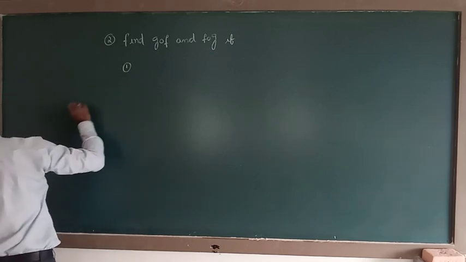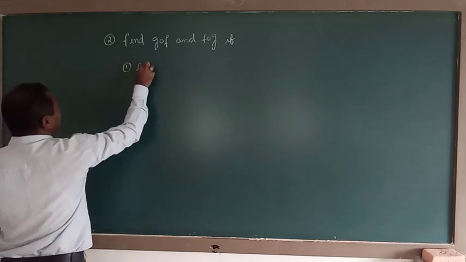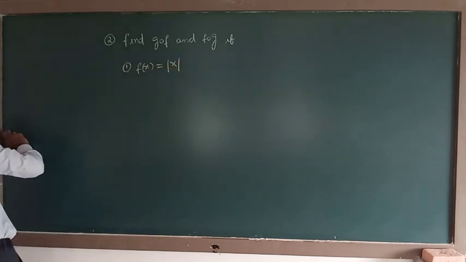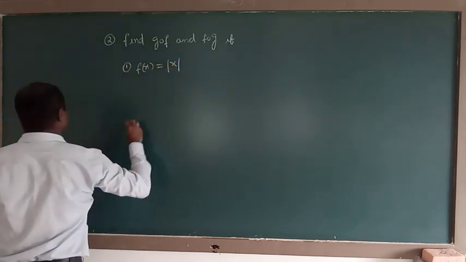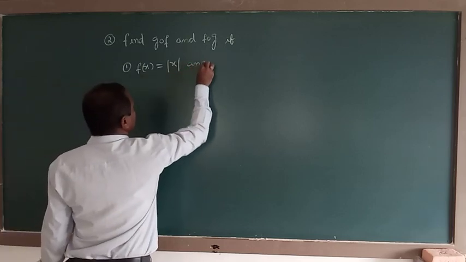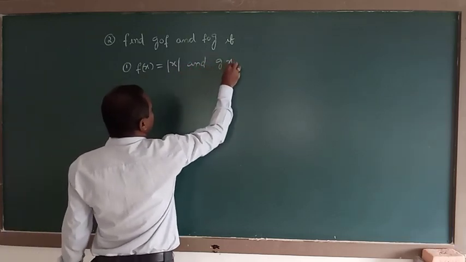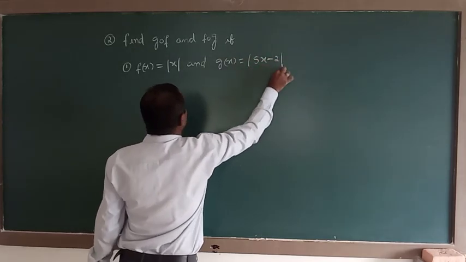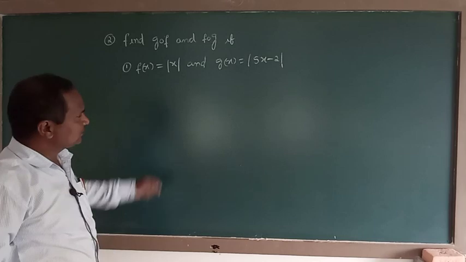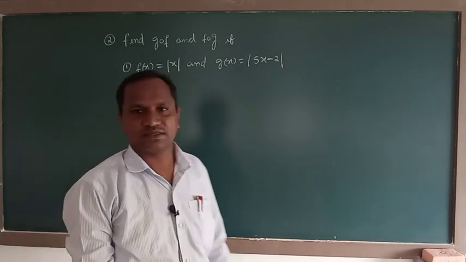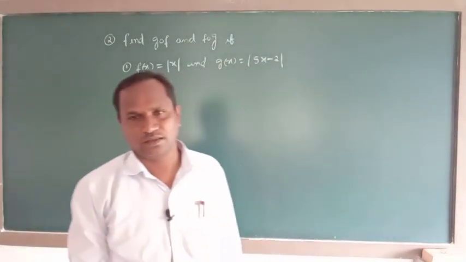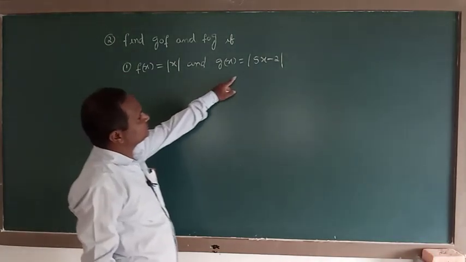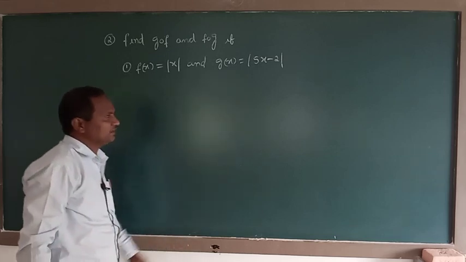First question, f of x is equal to modulus of x, and g of x is equal to modulus of 5x minus 2. Next, second question is also there. After completion of this we'll discuss about second question. f of x is equal to modulus of x and g of x is equal to modulus of 5x minus 2 here.